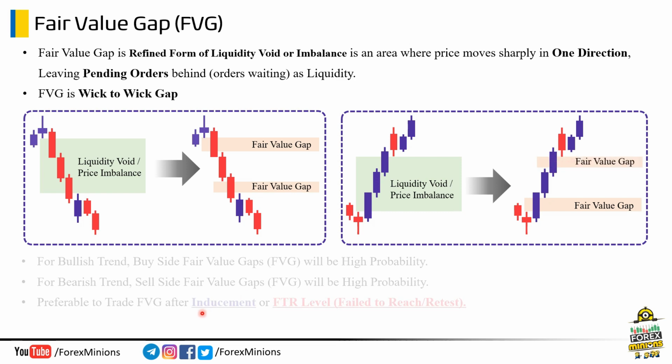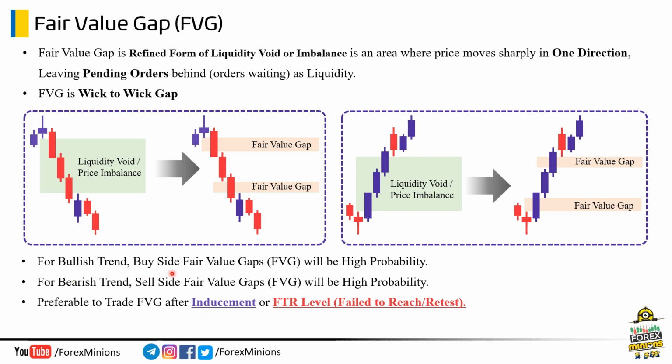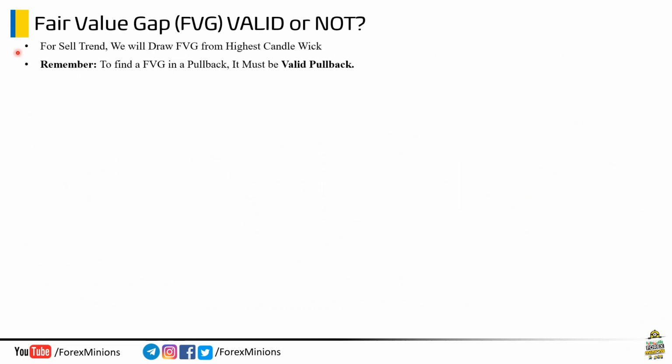Remember, for a bullish trend, buy side fair value gaps will be high probability. For a bearish trend, sell side fair value gaps will be high probability. Now the question is how to trade a fair value gap zone? It's preferable to trade an FVG zone after an inducement or FTR level, FTR means failed to reach. Now the question is, how to find a valid fair value gap zone? Or you can say, how to avoid an invalid fair value gap zone.